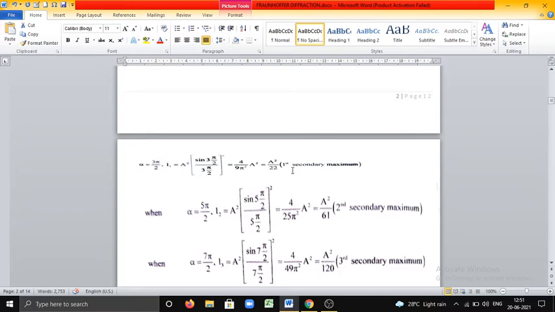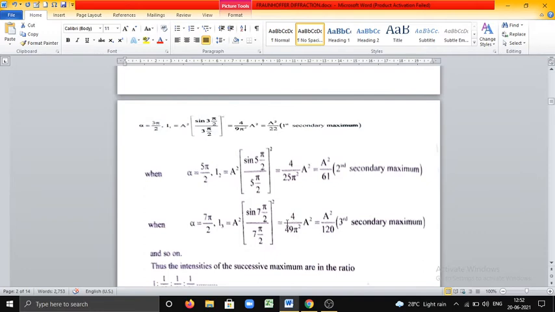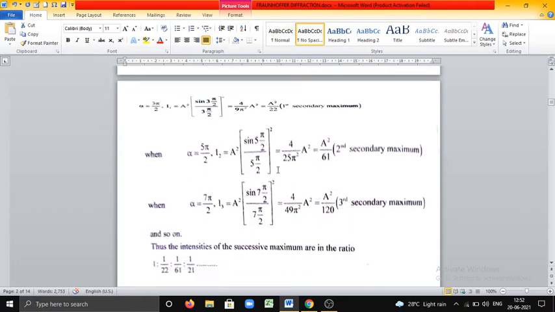See how we can know the positions of secondary maxima in case of Fraunhofer diffraction. When alpha is equal to 5 pi by 2, then the I2 value is found to be a square by 61, the second secondary maxima. When alpha is equal to 7 pi by 2, then I3 is equal to a square by 120. This is third secondary maxima, and so on.